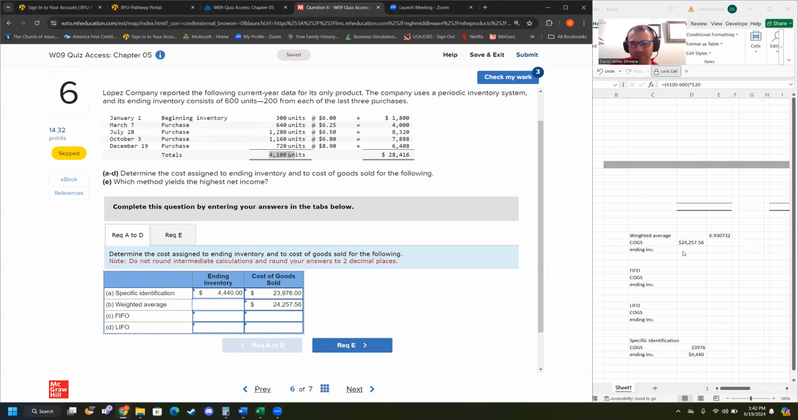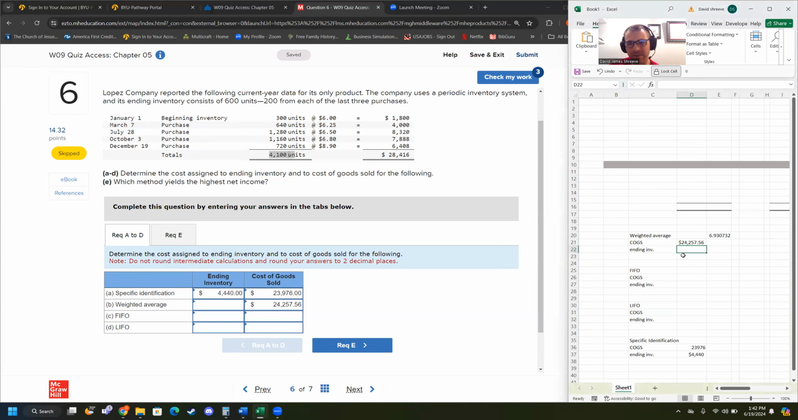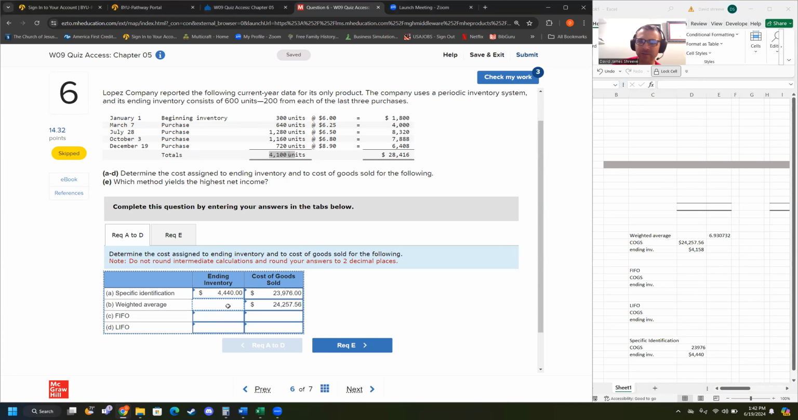Ending inventory. Oh, so that's pretty easy. It's 600 times this number. No, I have to put an equal sign for it. Times this number. That's our ending inventory for weighted average, 4158. Boom. Two decimal places required. Okay.